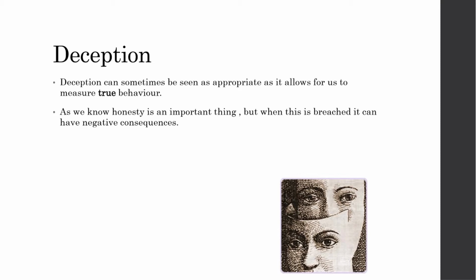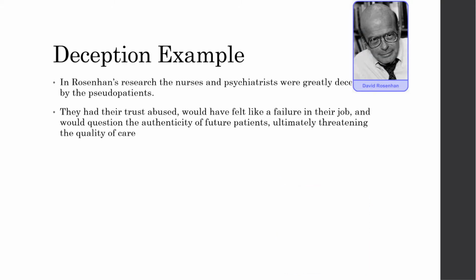Now, the example here that we've got is with Rosenhan's research. The nurses and psychiatrists were greatly deceived by the pseudo patients, and they had their trust abused as a result. And they would have felt like a failure at their job because they weren't able to correctly diagnose. And they would therefore question the authenticity of their future patients. So they'd be a lot more sceptical, as well as that ultimately threatening their quality of care, because they would have been less confident in the approach to their job.